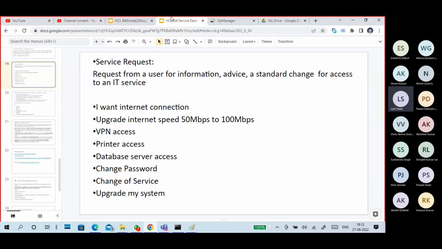Certain changes we do immediately, then we notify. Sometimes we need to notify first and then make the changes.